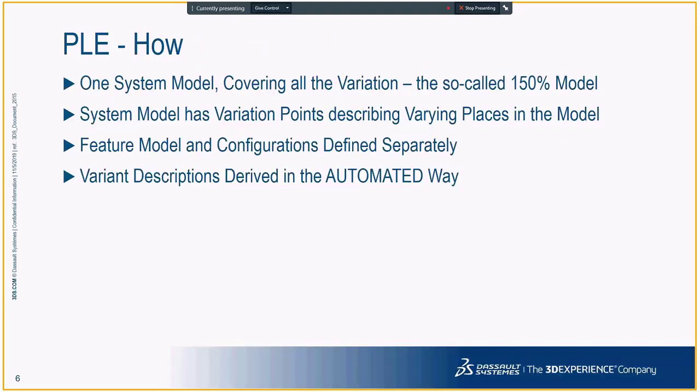So how to capture that? Basically, what we need to do is develop a single model which reflects all the variability inside that system model, and then annotate it with data which tells which parts of the model change in one variant or another. So we have a system model covering all variability, and since it is bigger than a real-life model, it is often called a 150% system model.